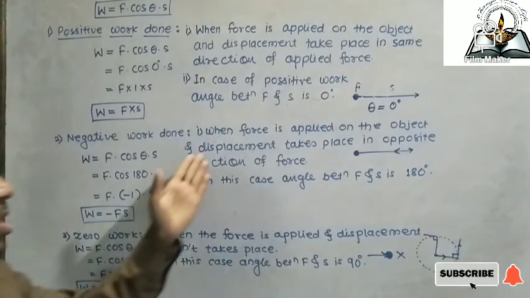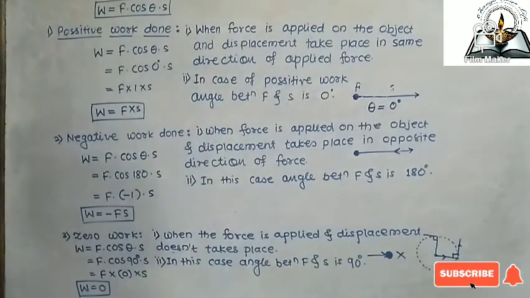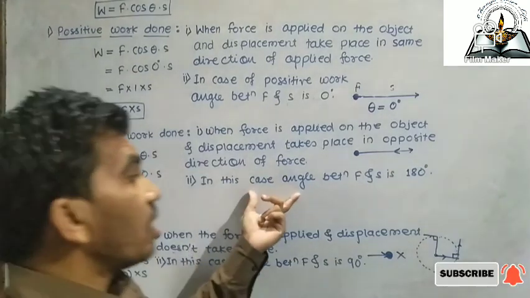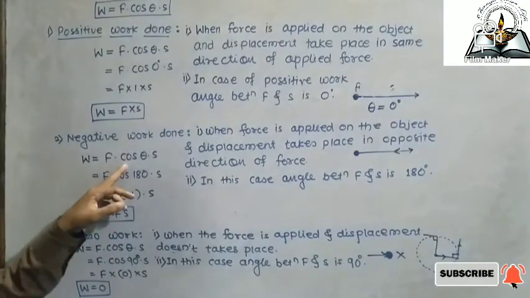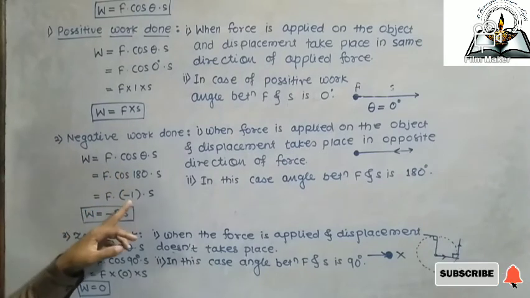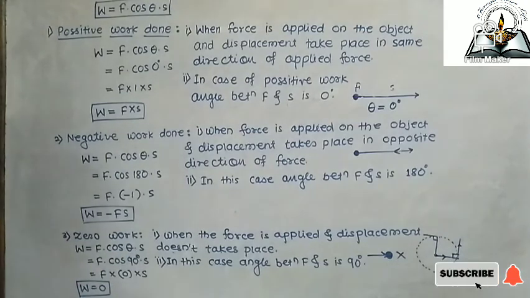So we have written that when the force is applied on the object and displacement takes place in the opposite direction of force, then it is called the negative work done. In this case, the angle between the force and displacement is 180, and cos 180 is negative 1. So obviously F into S is negative, minus FS. So this is W is equal to minus FS.